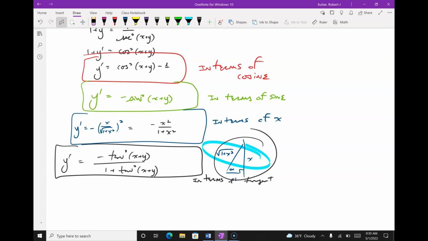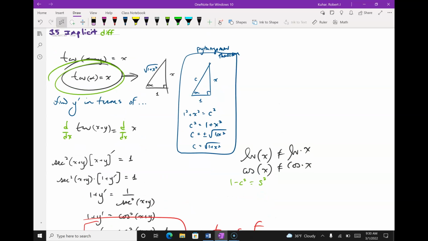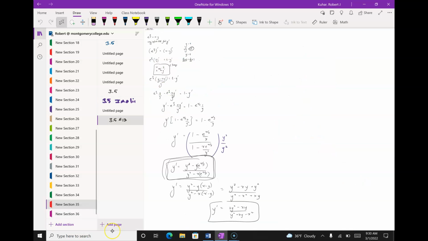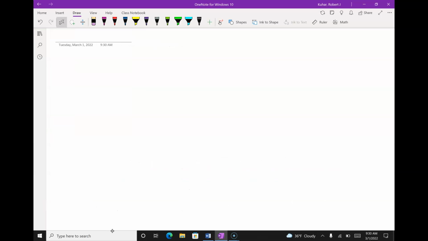So can you explain the thought process of it? Yeah, I could do another one. Yeah, do another one, and then I'll try and explain more as I do it. I want to do another implicit like that.